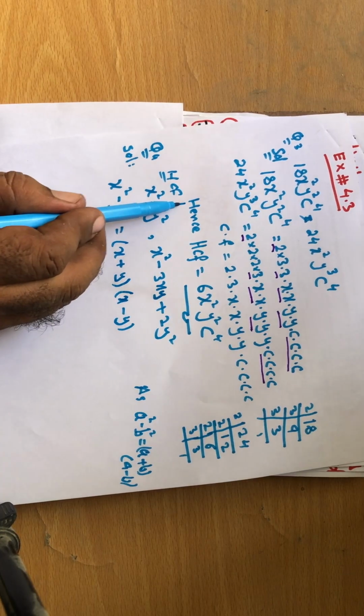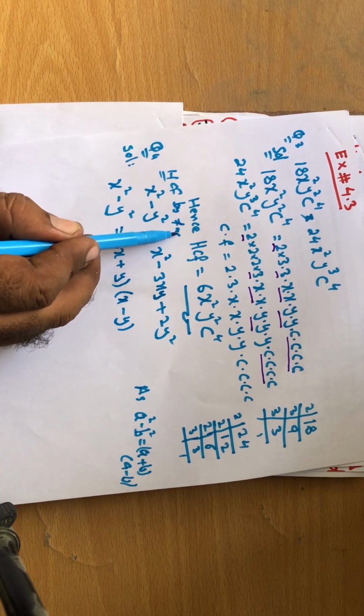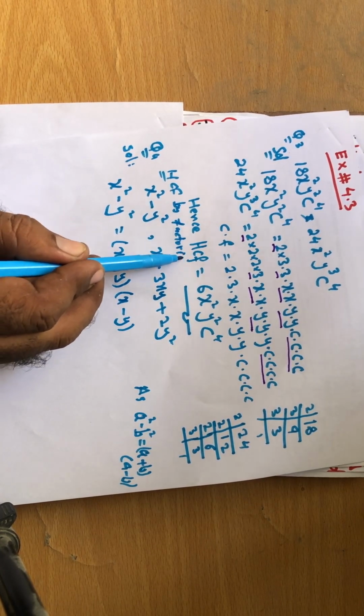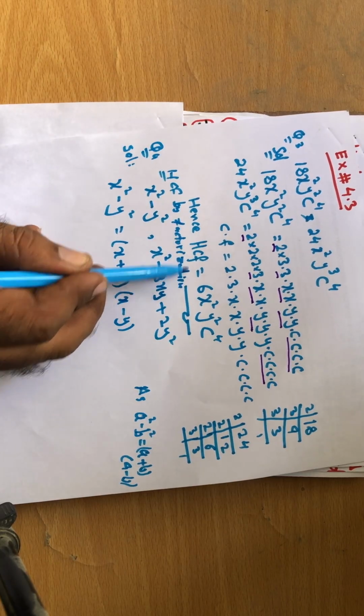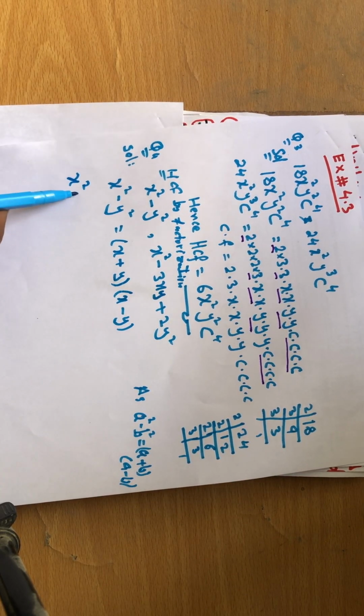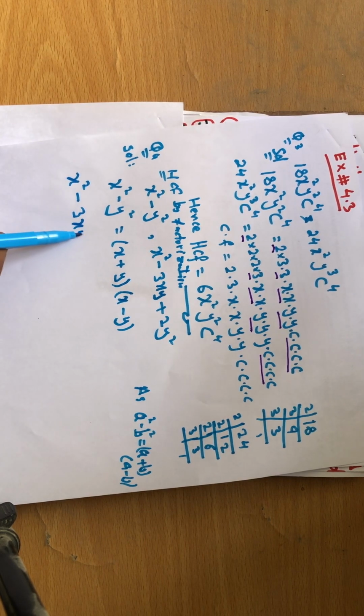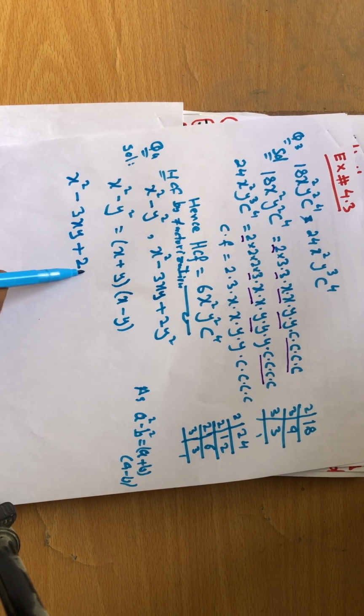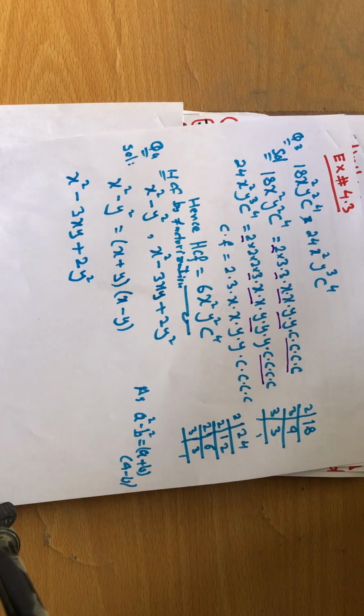Remember here we are finding HCF by the factorization method. Though we are finding HCF, the method we are using here is factorization. So x square minus 3xy plus 2y square.